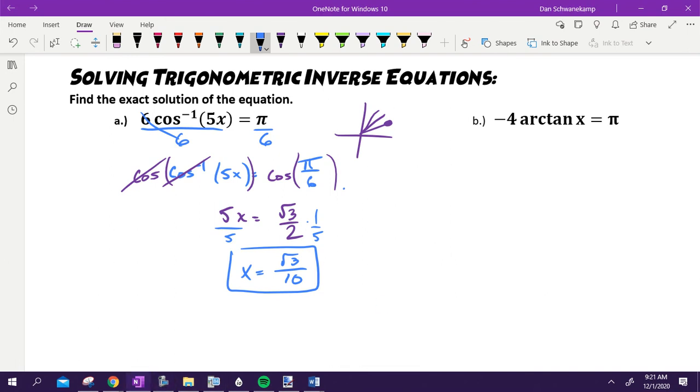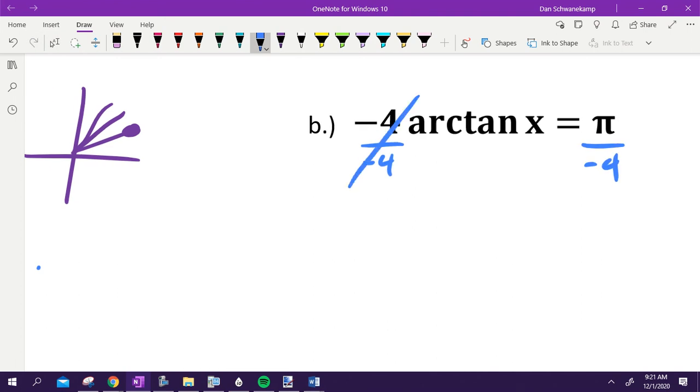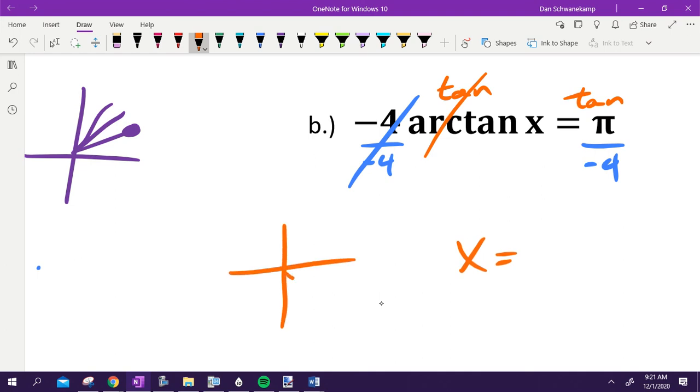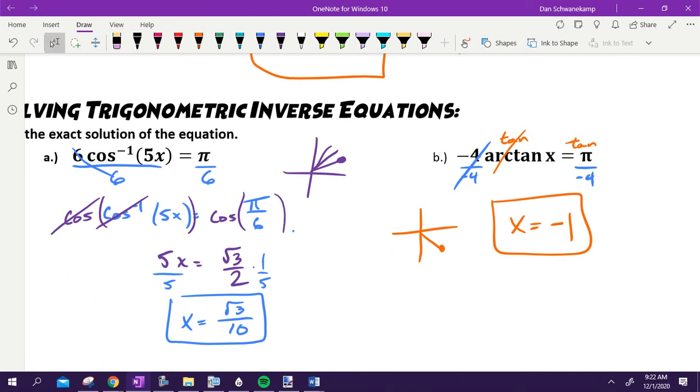Try B. Go. Good. Let's do it. Matthew, what did you do first? Yes, sir. Divide by -4. Divide by -4. That goes away. Then what'd you do? Tangent of both sides, because tangent and arctangent are going to cancel. And then he's doing the tangent of -pi over 4. And so tangent of -pi over 4 there is -pi over 4 right there. What is tangent going to be down in that quadrant? -1. x is equal to -1. That's my answer to that question.